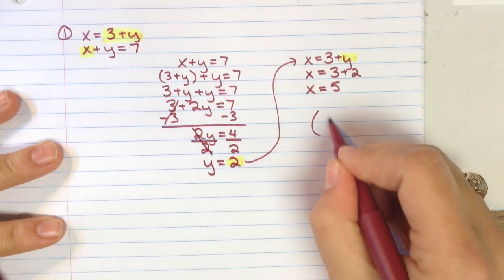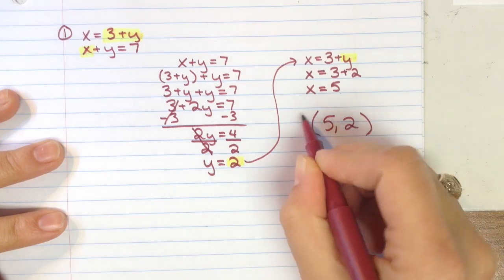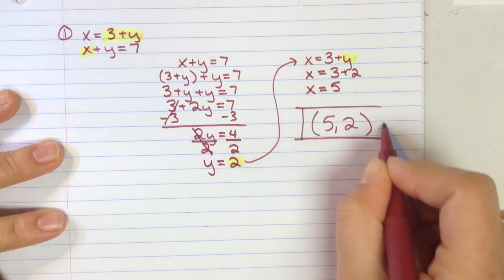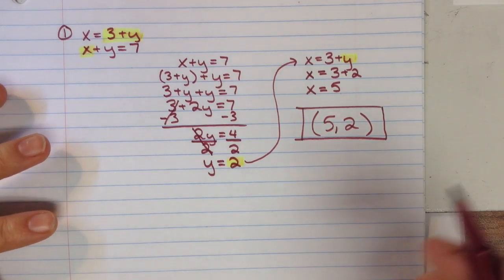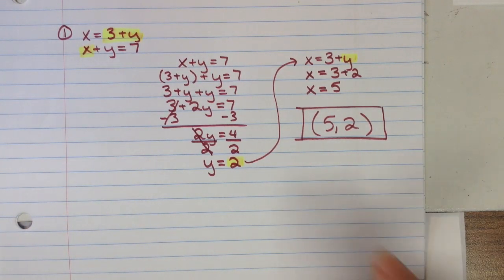Therefore, my solution is 5, 2. That is the point of intersection between these two lines. You can check your work by plugging them into a calculator or plugging this answer choice into the equations themselves.